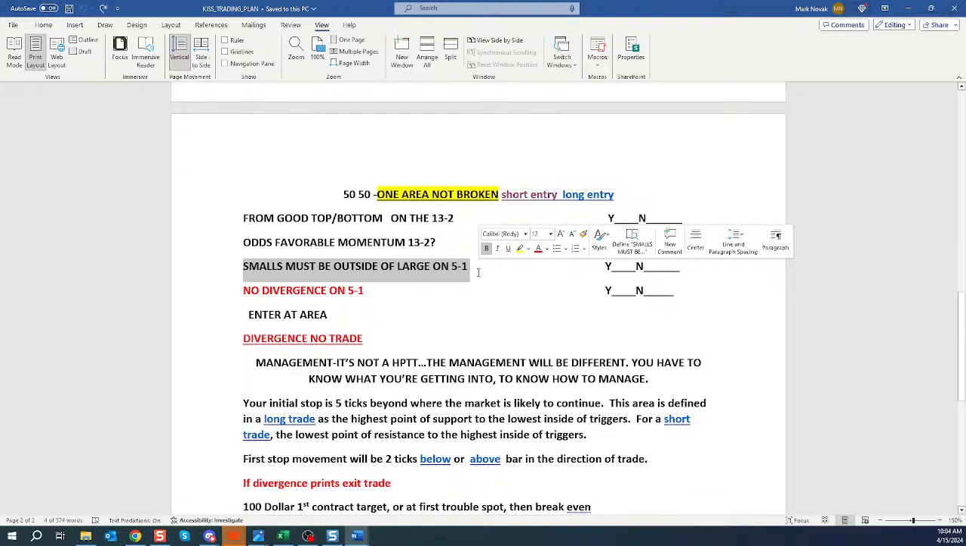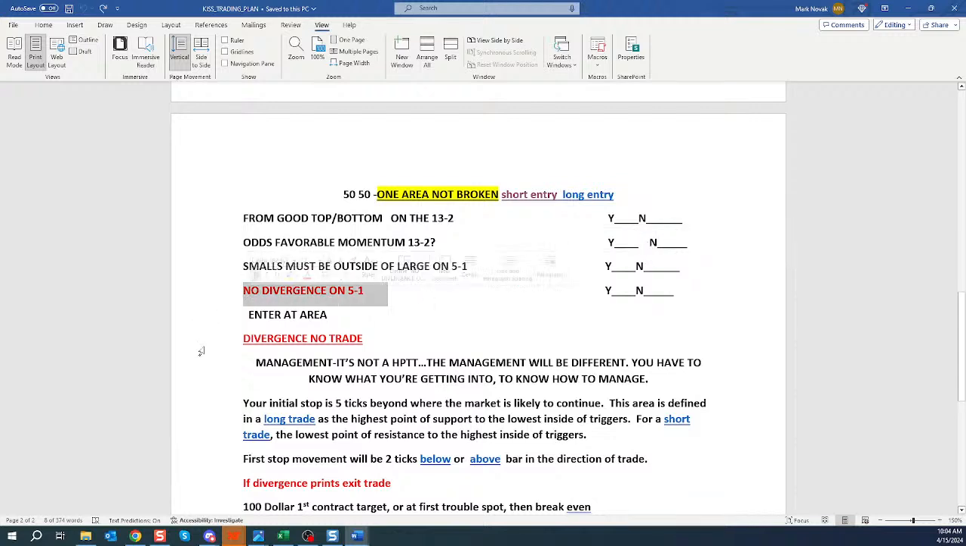And then smalls outside of the large on the 5-1. I want momentum on both charts. I refuse to sacrifice momentum, which is why in this one designed to optimize your chances of success, it says no divergence on the 5-1. Absolutely, positively, no indication that there's any loss of momentum on the 5-1. This is the biggest killer for new users. This is the most lost trade among new users because their hope to be in a trade outweighs their ability to commit to advantages. But if there is no divergence, if it's yes all the way down, enter at the area. But it's such an important concept that I added it one more time, bright red.